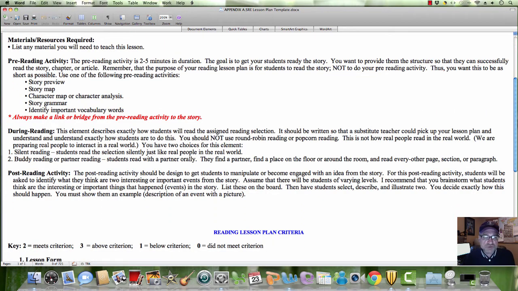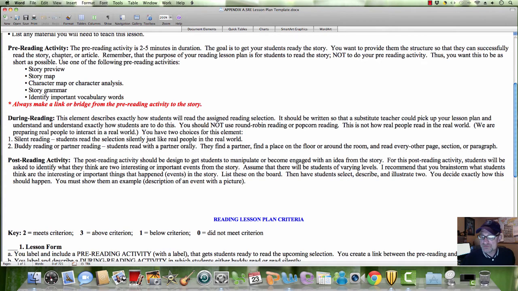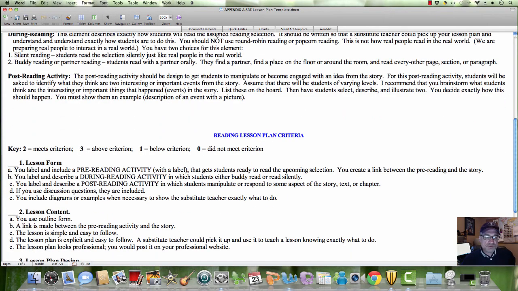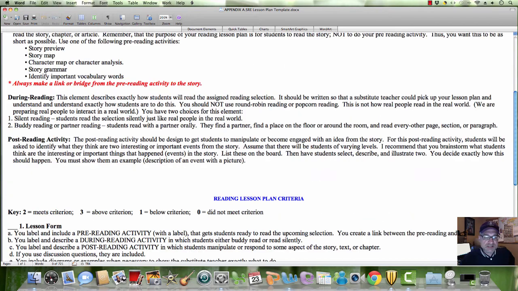So as a post-reading activity, they have to decide what they think are interesting or important events from the story. And here's the thing. When we read a story, we all find different things that are interesting or important. All right? So that's the idea of narrative text. The purpose is to read and enjoy the story. That's the ultimate purpose. And you have your nice reading lesson plan criteria.